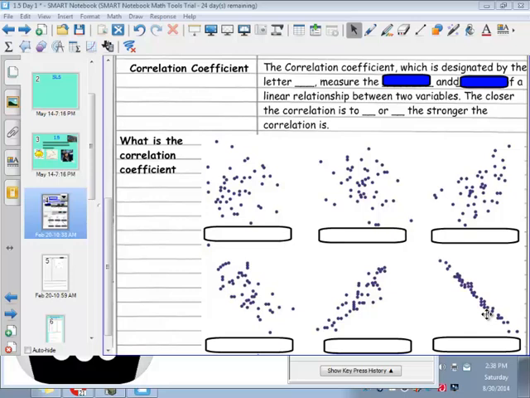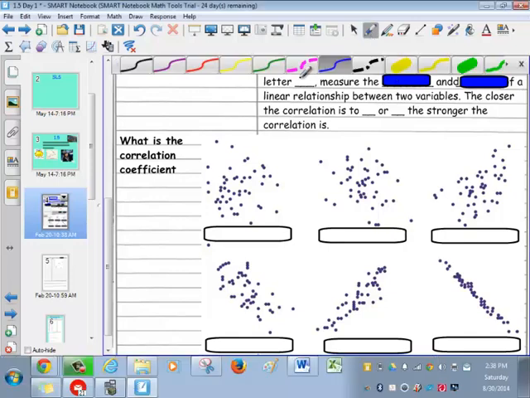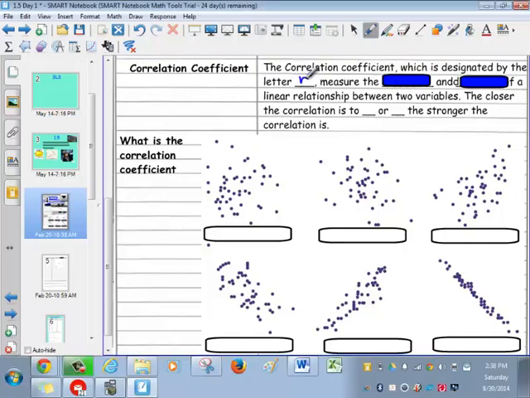Okay, we're going to talk about this thing called correlation coefficient. Now it's defined up here. The correlation coefficient is designated by the letter, check this out, it's a nice easy one, R. I don't know where they got it, maybe because there's two R's in correlation coefficient. It measures the strength, that's one thing it measures, and the direction of the linear relationship. So how strong a correlation is and what direction it's going.